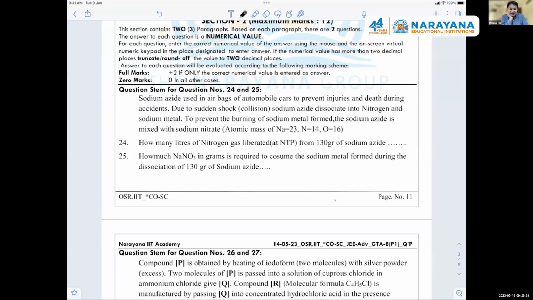So I will take one or two problems here. Sodium azide, I don't think there is any problem. Formula, everyone knows that. This is NaN3, and then you can solve this problem. Any doubts here?